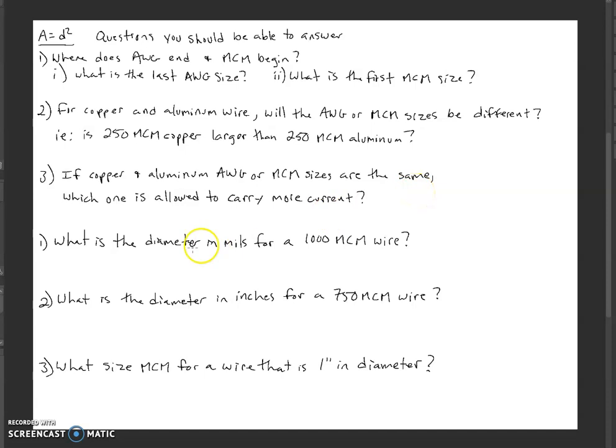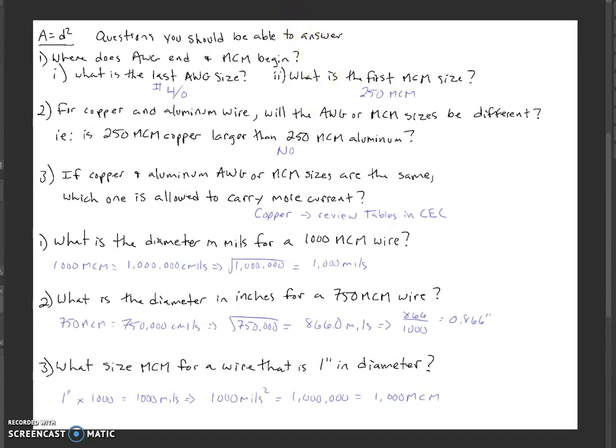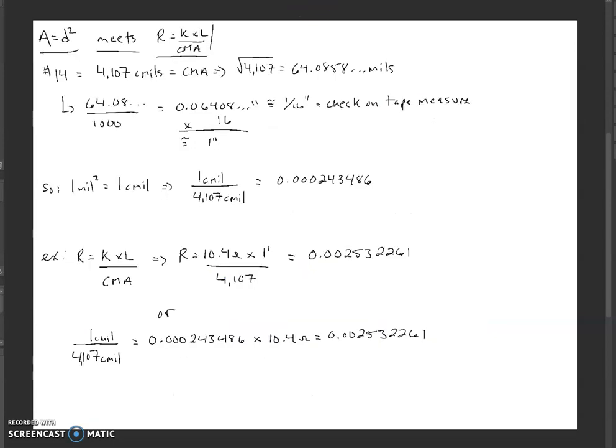And what else do we have here? What is the diameter in mils for a 1,000 MCM wire? So just a couple of basic questions. What is the diameter in inches for a 750? So notice here, I asked for mils, and here, inches. What size MCM for a wire that is 1 inch in diameter? So pause the video, and I'll put up the answers in 3, 2, 1. So there you go. Study those, and we'll carry on to the next here.